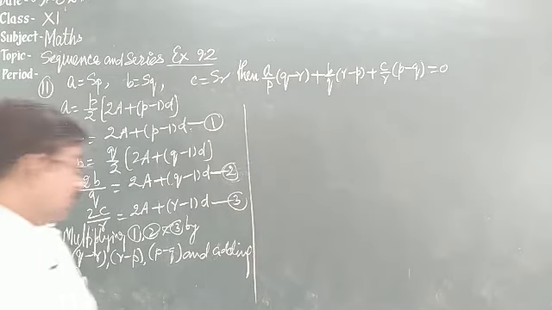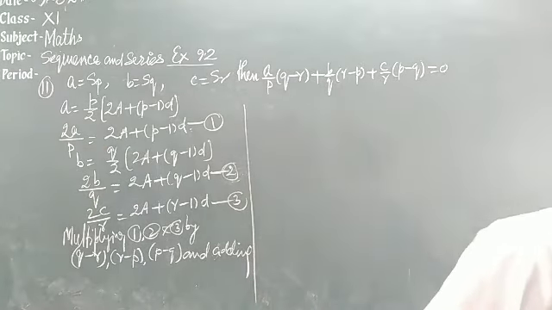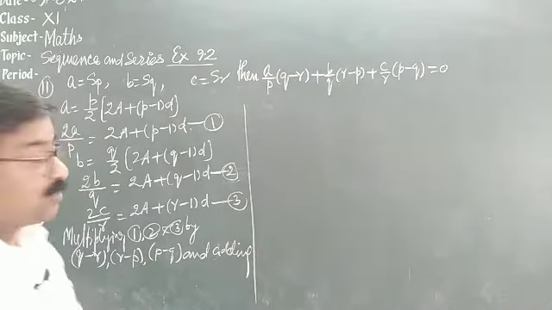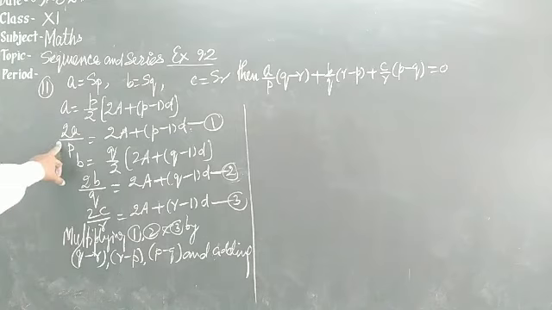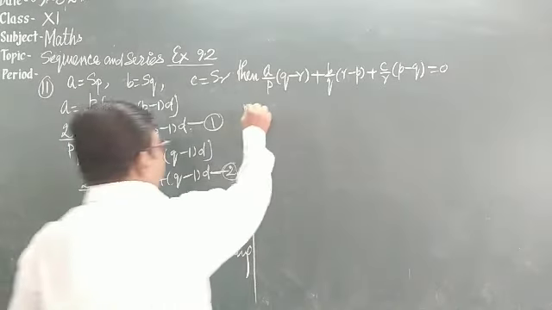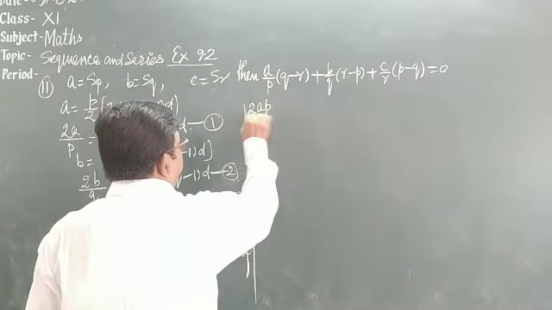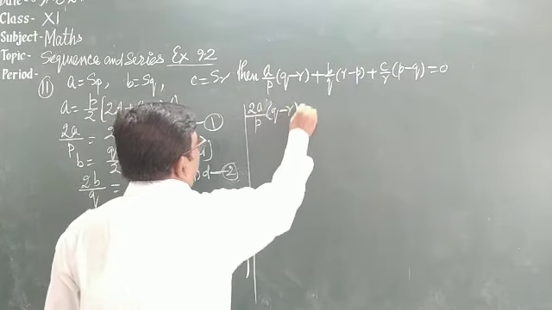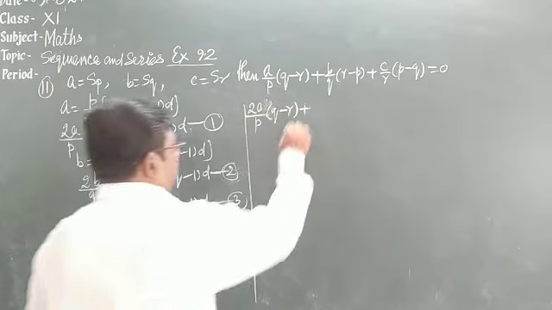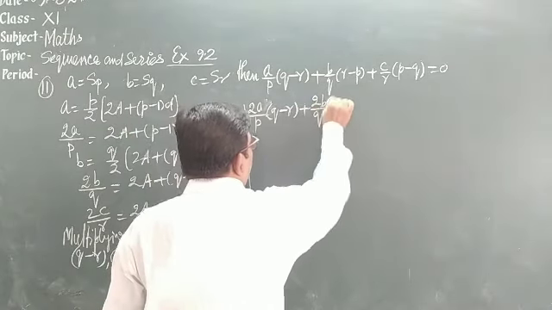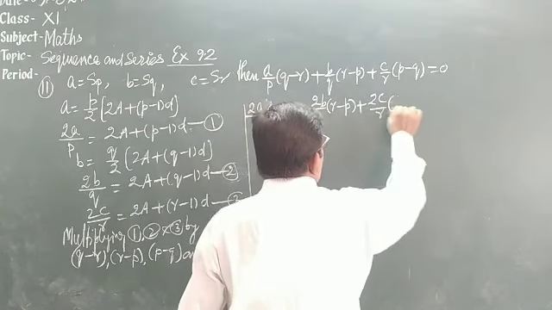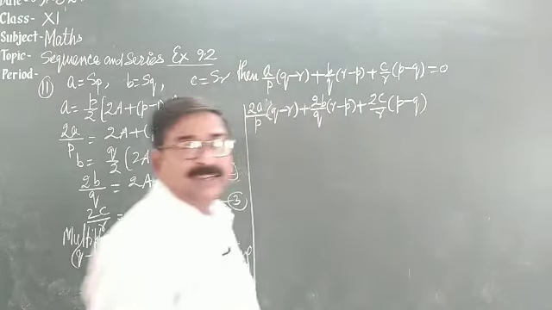See, after this, when we multiply on the left side and right side both, see the left side, we have 2A upon P and we are going to multiply it by Q minus R. So first we write the left side. I am writing 2A upon P into Q minus R plus, in the second equation, 2B upon Q into R minus P plus 2C upon R into P minus Q. This is the left side.